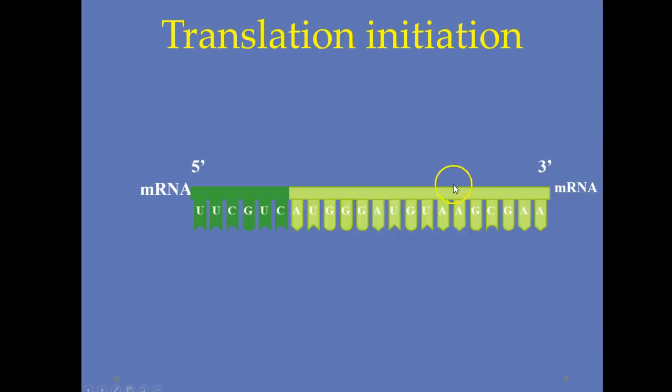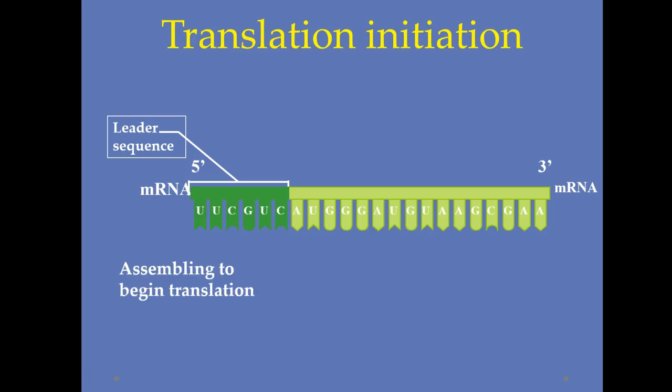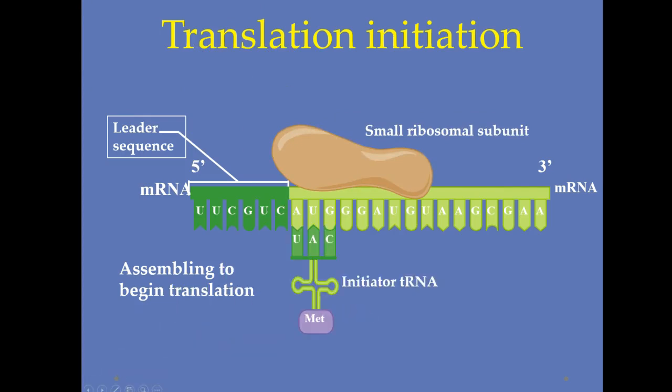So here is our sequence of messenger RNA, and there's something called a leader sequence here. The leader sequence is a non-coding region of messenger RNA, and it basically just tells the ribosomes to become assembled. Because remember, the ribosome is a small subunit and a large subunit, and they actually have to assemble. So what happens is this leader sequence tells the ribosomes, hey, we're going to start making a protein, get ready. So the small ribosomal subunit is brought in, and then we always have a universal start codon.